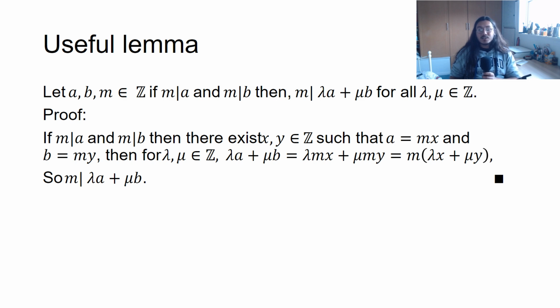Then let's take two integers, lambda and mu, and let's take a look at lambda a plus mu b. Now, with our new values of a and b, we know that's equal to lambda mx plus mu my. We then factorize m to get m times (lambda x plus mu y), which then satisfies our divisibility definition. So we then have that m divides lambda a plus mu b.